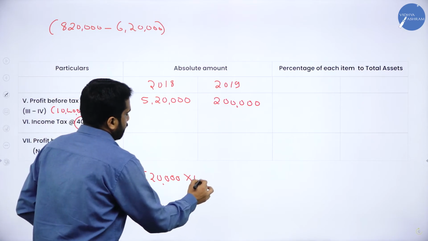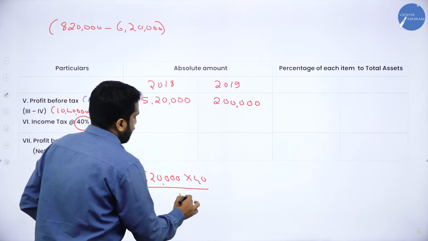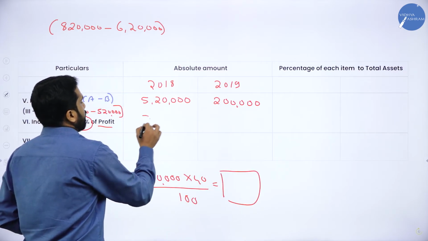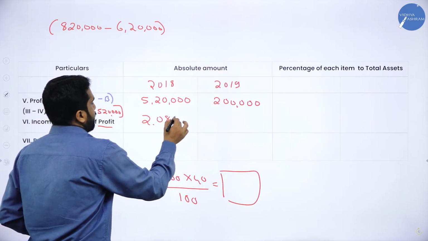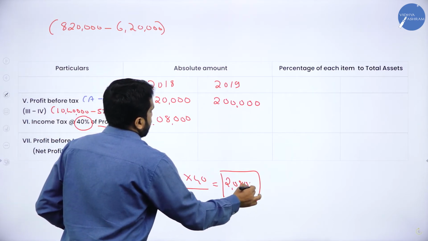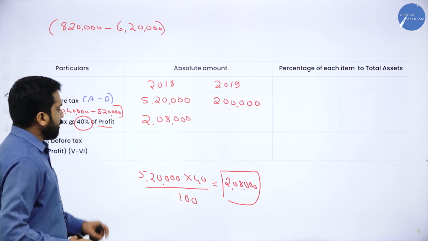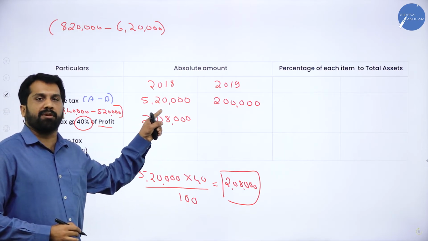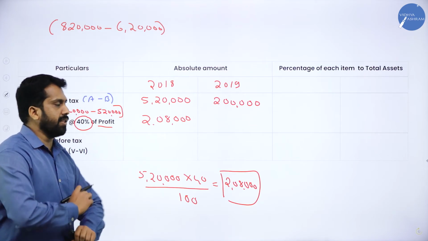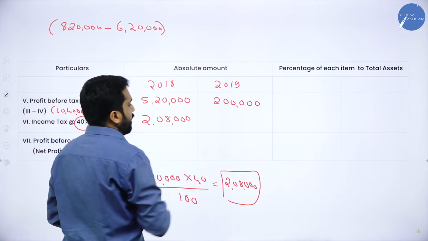40% divided by 100. What is your answer? Your answer is 2,08,000. So, if you calculate 40% on your profit, you will get 2,08,000.